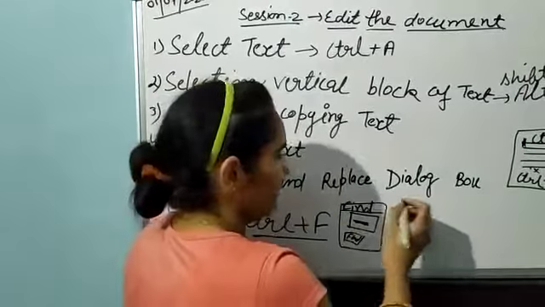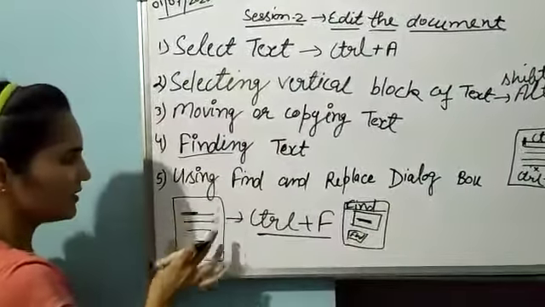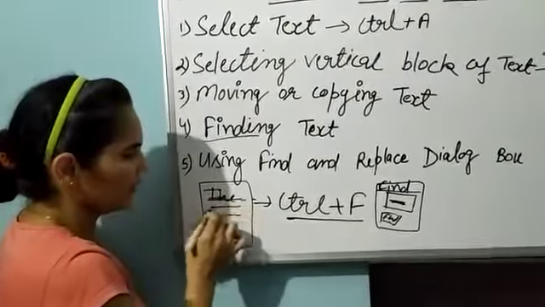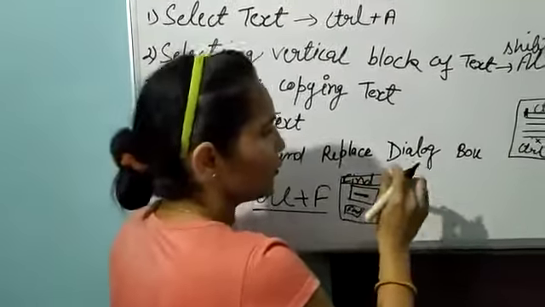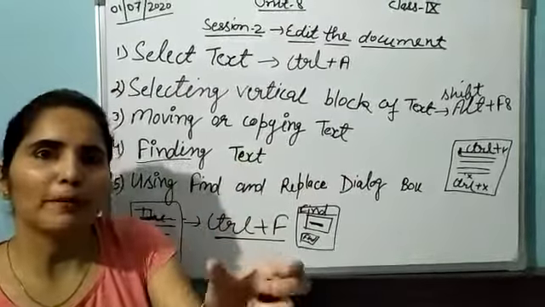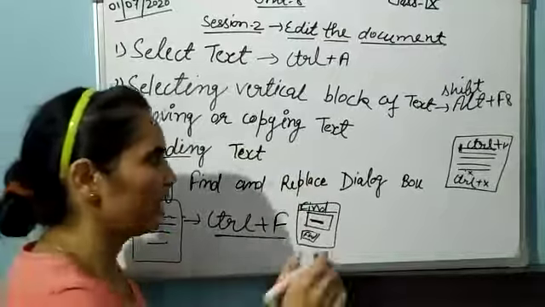For an example, again this is our document. In this document so many words are here, and suppose in this document one word is "the", and we want to replace that word with "these". Then how can we do it?